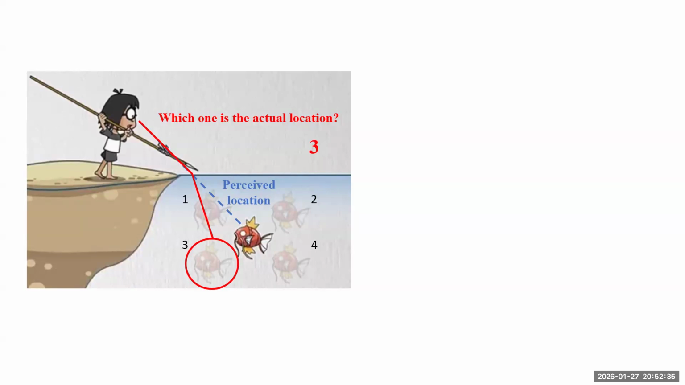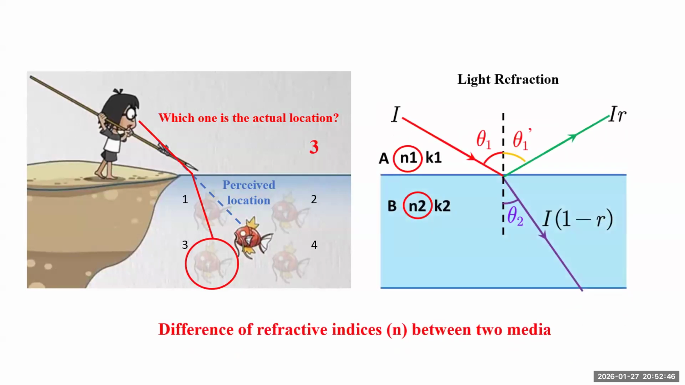So, why is the perceived location different from the actual location? This can be attributed to light refraction, and we can see it when light passes through the interface between the air and the water. Its pathway has changed, and this is due to the difference of refractive indices, N1 and N2, between the two media.